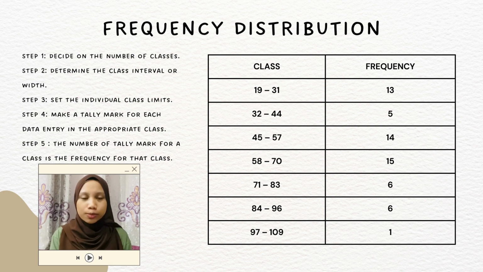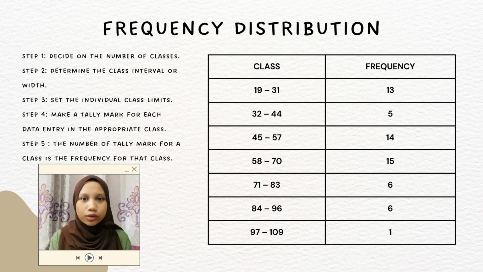In frequency distribution, we have 5 steps. For step 1, decide on the number of classes. For step 2, determine the class interval. For step 3, set the individual class limits. Step 4, make a tally mark for each data entry in the appropriate class. And for step 5, the number of tally marks for a class is the frequency for the class.